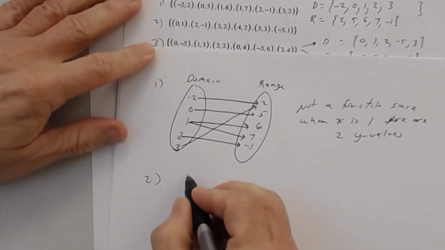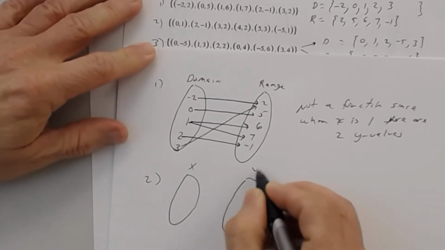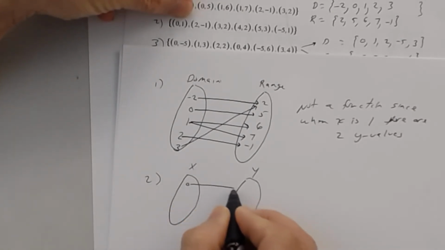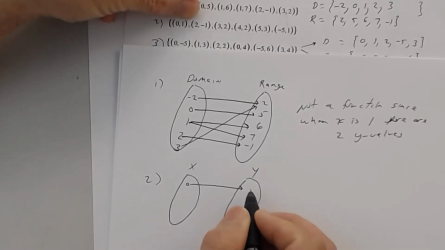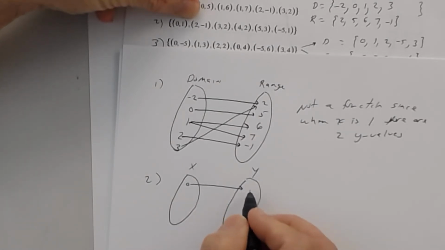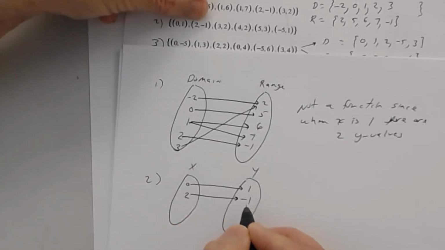All right, next one. Number 2. X, y, domain, range. When x is 0, what's my y value? No, no, we're on the second one. Oh, I see what you're saying. You thought I was going to number 3. That's fine, I was doing number 2 though. When x is 0, what's my y value? 1. When x is 2, what's my y value? Negative 1. So far we're good.